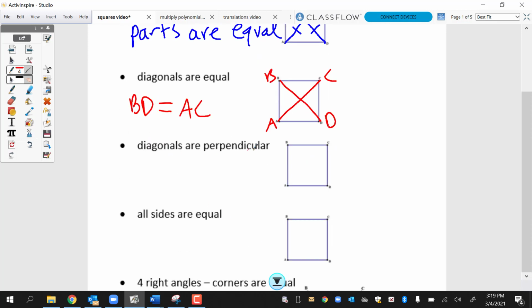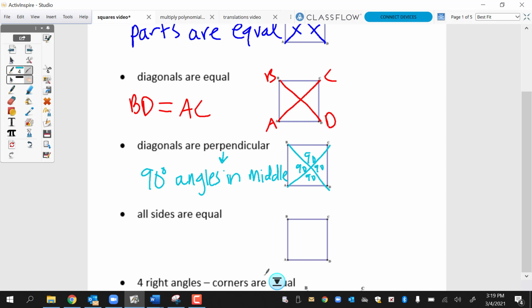We know that diagonals are perpendicular. Diagonals are perpendicular. So we're going to draw them in. So what does that tell me? Perpendicular means they make 90-degree angles in the middle. Okay, so I would put 90 in all the angles in the middle.